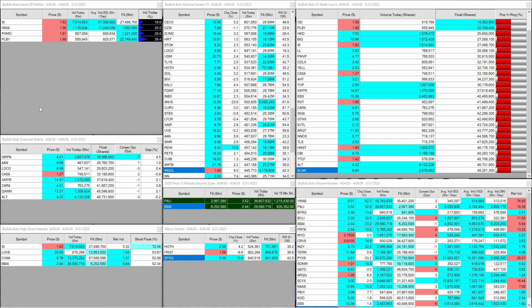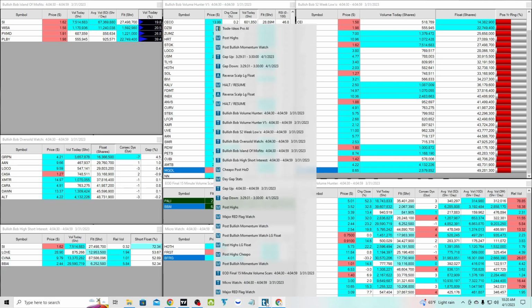I think that's it. We do have option scanners as well, but I'm not sure I'm going to go over those right now. I think I'll save that for another session. So this is pretty much the bulk of our scans. Let me get rid of this.